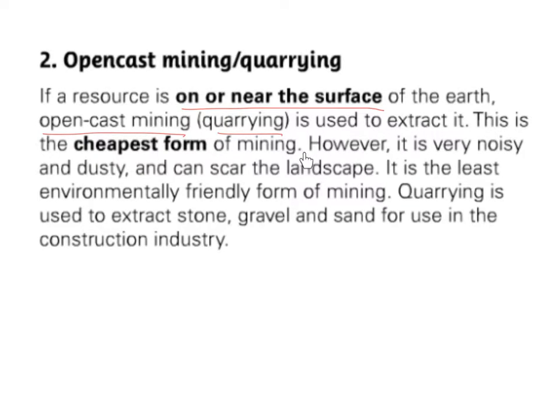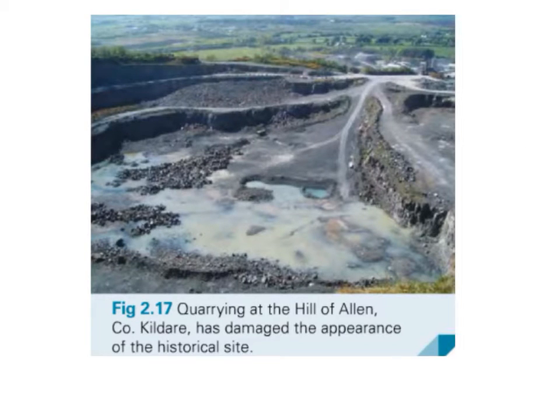This is the cheapest form of mining. However, it is very noisy and dusty and can scar the landscape. It is the least environmentally friendly form of mining. Quarrying is used to extract stone, gravel, and sand for use in the construction industry. Quarrying at the Hill of Allen in County Kildare has damaged the appearance of the historical site. So we can see that the landscape has been scarred by the quarrying.